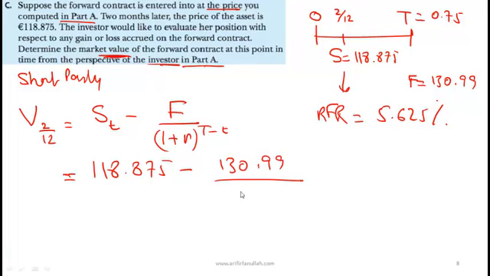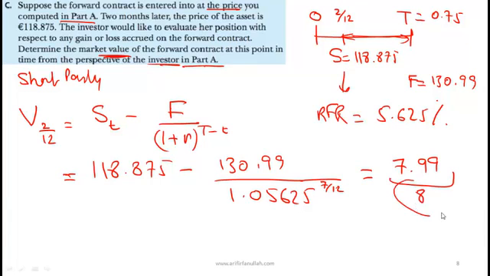130.99 divided by 1.05625 to the power of this time now. So 0.75 minus this, which is divided like 7 over 12. If you do the maths, you should get 7.99 or something like that, approximately 8.